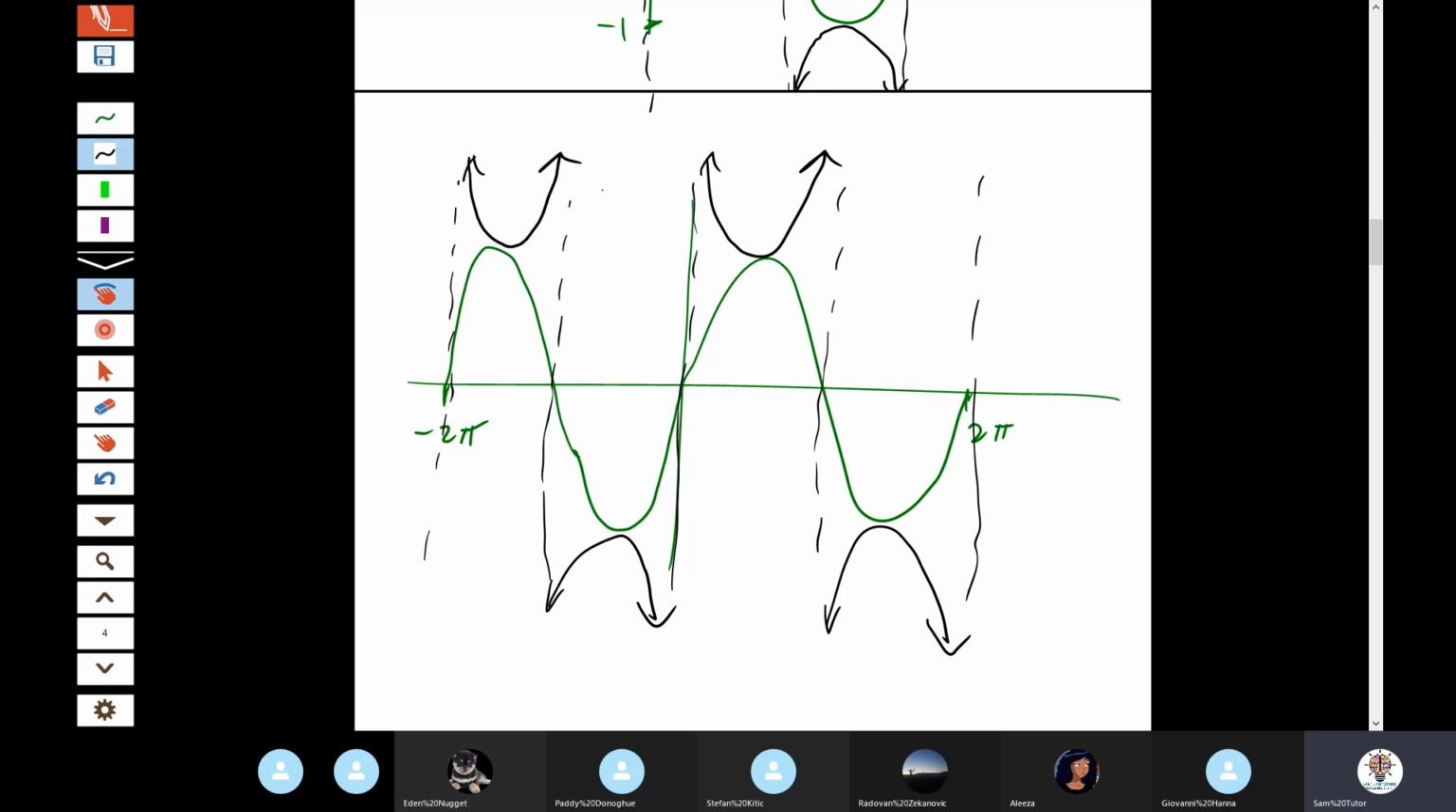Happy? Easier to understand it than to memorize, I think. Last one, cot x. Anyone know how to draw cot x? I've seen it. Cubic. It's just a cubic. Yeah, I guess so. Let's have a look. You kind of memorized it.